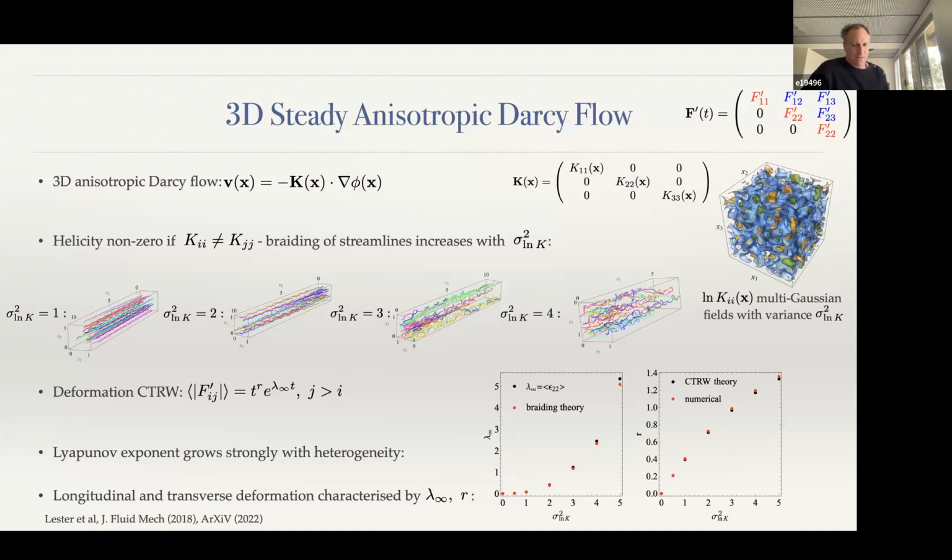And we see here that as expected, with increasing heterogeneity, the strength of both the Lyapunov exponent and that algebraic index R both are monotonic increasing. And if we make direct calculations of that and compare with braiding theory, we get a very good fit between the two. So essentially for these sorts of systems, they're definitely chaotic. The mixing dynamics would be expected to be much richer and stronger than that for the isotropic Darcy flow, and Lyapunov exponent and the longitudinal and transverse deformation increases strongly with heterogeneity.